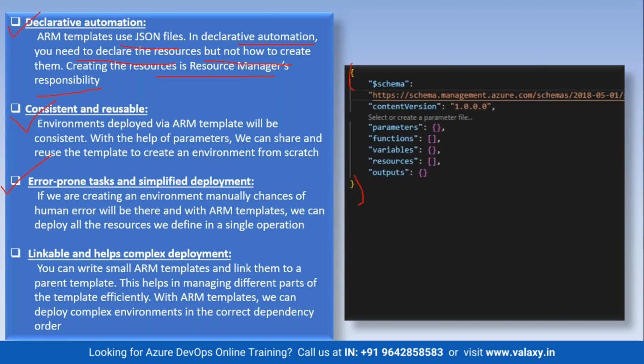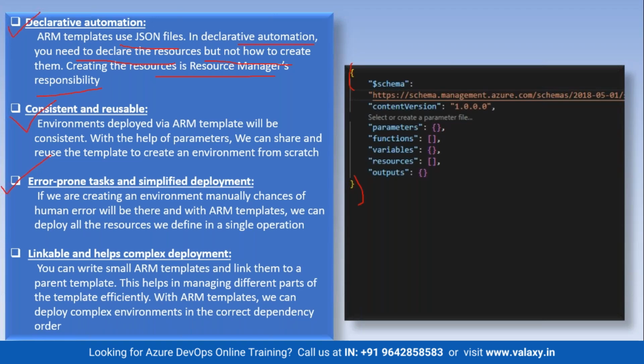So if you're creating any environment manually, the chances of error is very high. And with ARM templates, we can deploy all the resources we define in a single operation. So if you're creating any resources manually, just think the chances of human error is very high. But if you're creating a template, like if you're creating a VM, you can define everything in the template and it will create all the resources.